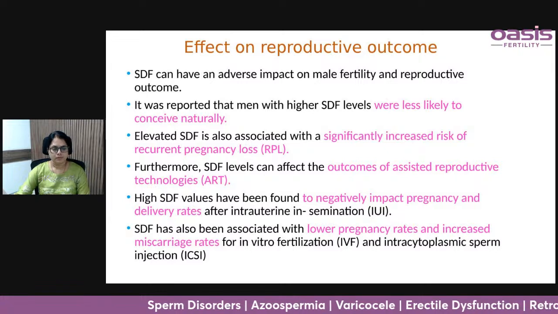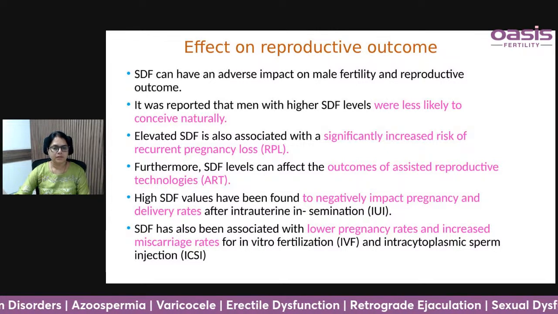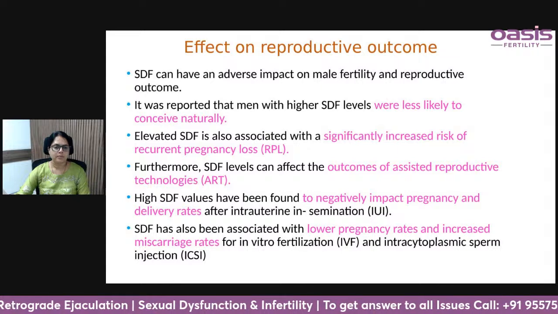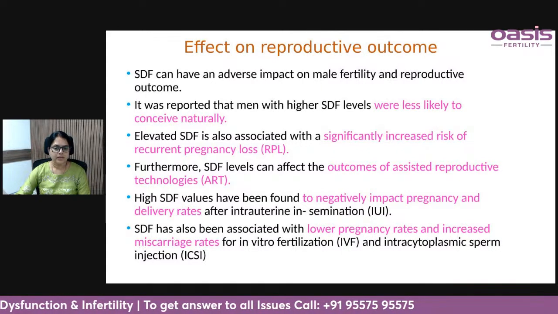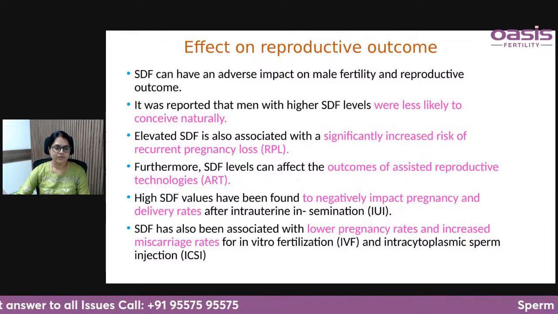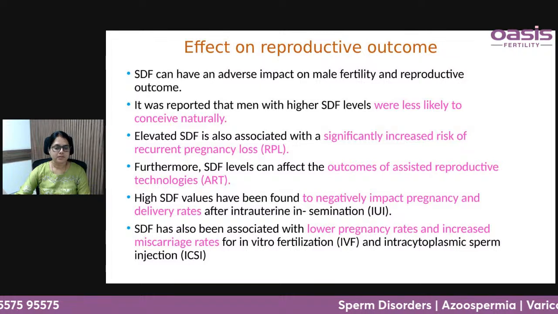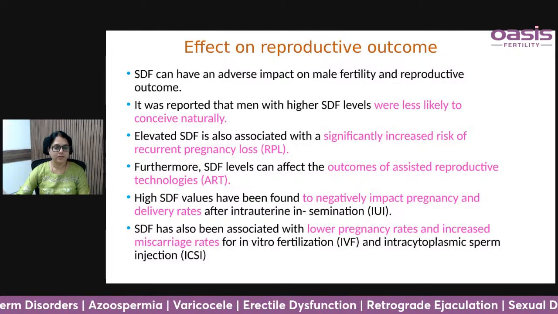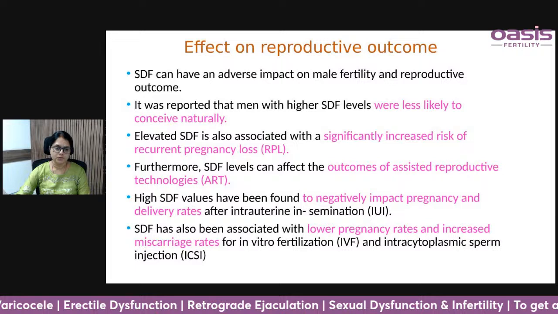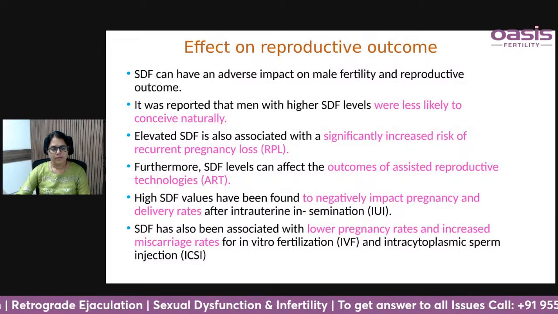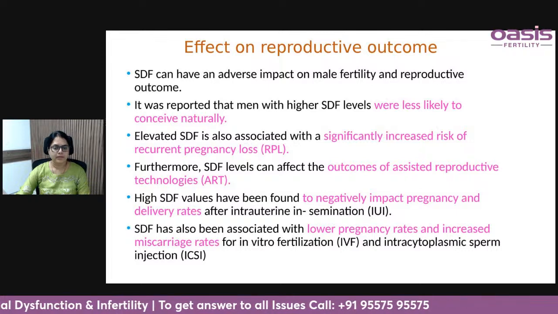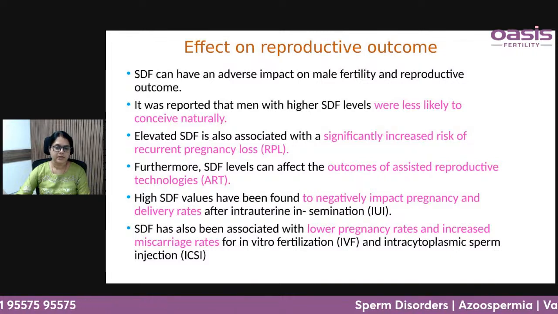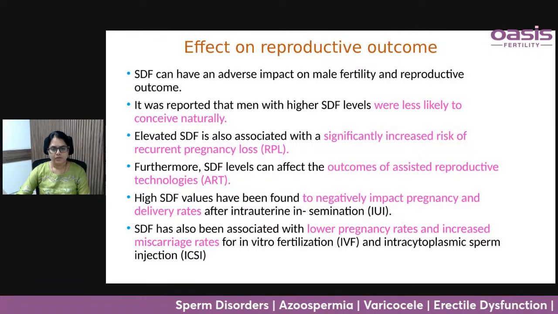So increased DNA fragmentation has an adverse impact on male infertility and reproductive outcome. It was reported that men with higher SDF levels were less likely to conceive naturally and it significantly increases the risk of recurrent pregnancy loss. And SDF levels can affect the outcome of assisted reproductive technologies, ARTs, like IVF cases and IUI cases. High SDF values have been found to negatively impact the pregnancy and delivery rates after IUI, and it is associated with lower pregnancy rates and increased miscarriage rates in IVF and ICSI.